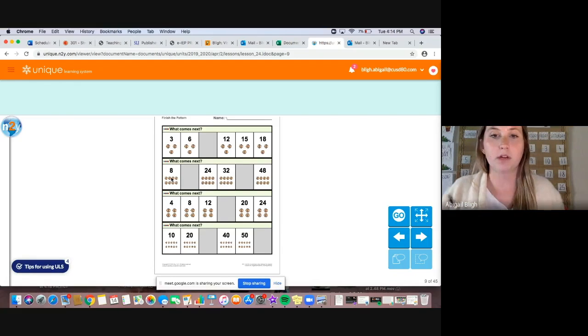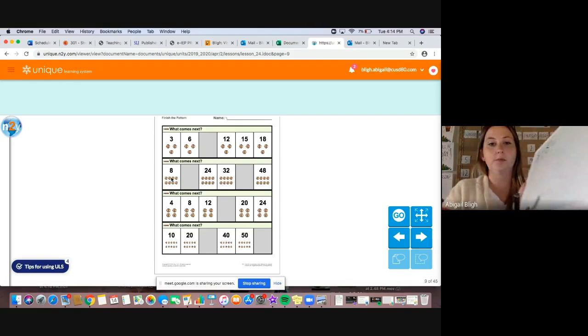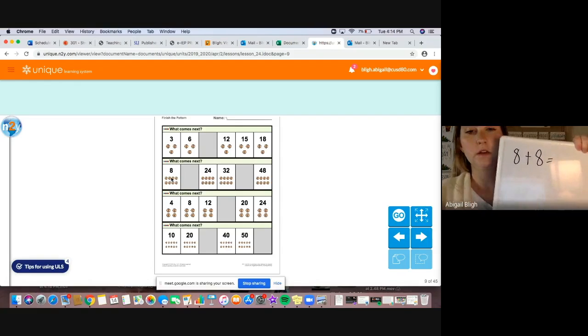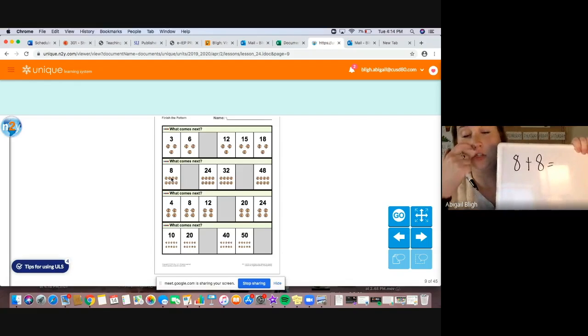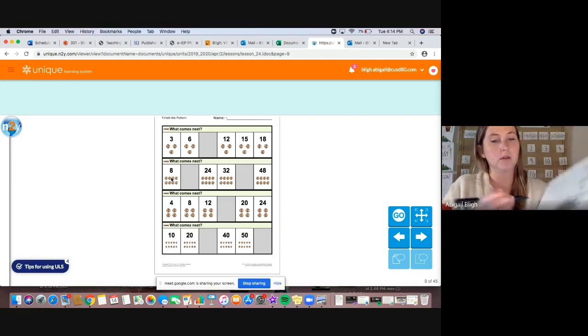All right, so in the next pattern, we're starting with 8. So every time we're going to be adding 8 more. So I'm adding 8 more from 8. So what that looks like as an equation is 8 plus 8. You can do this in your head, you can use your fingers, you can draw dots, or you can use your touch points. When I add 8 plus 8, I get 16.